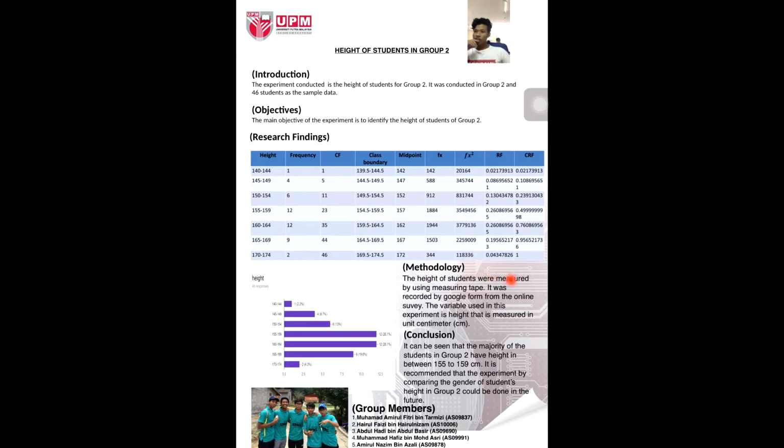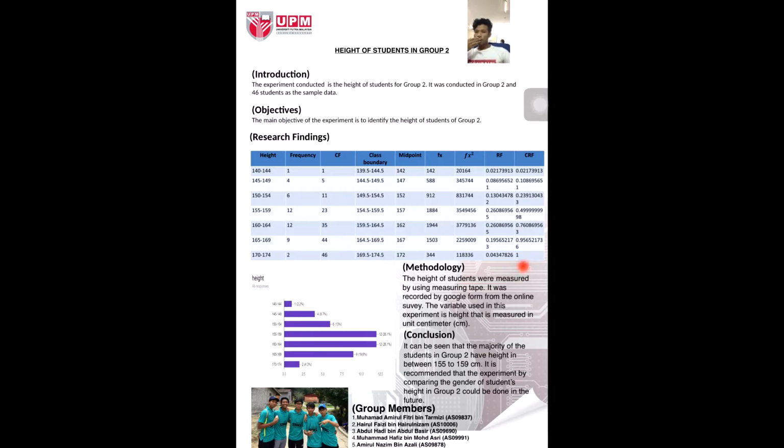So the next is about CRF. CRF is the cumulative relative frequency. The cumulative relative frequency we get from the relative frequency, we just add it from before and after, and then it completes to 1.